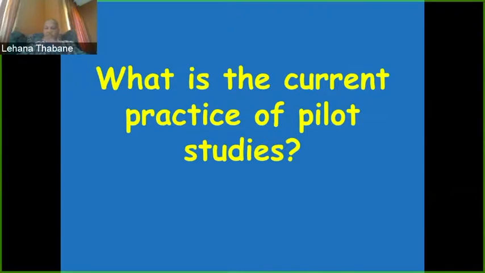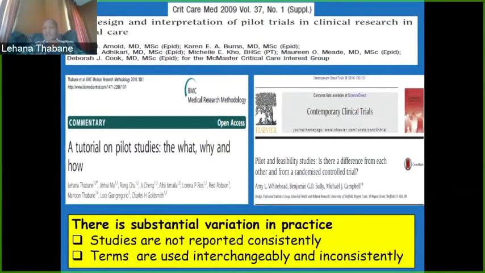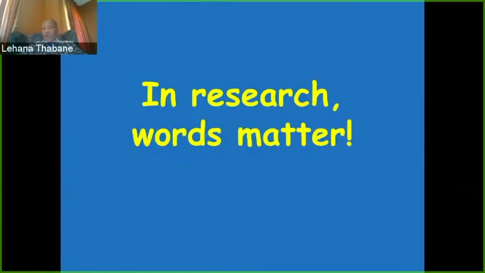So what's the current practice of how these issues of pilot studies are approached in practice? You'll often find that the terms pilot and feasibility are actually used interchangeably. So these studies are not reported consistently when the terms are used interchangeably. Various journals don't even have policies on how they deal with these things. And we all know that in research, words matter. The issue then becomes: do the word pilot and the word feasibility mean the same thing? And if they do, what do they really mean, and if they don't, what are the differences?